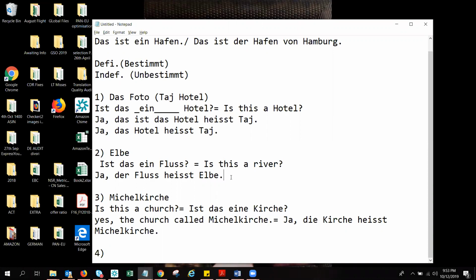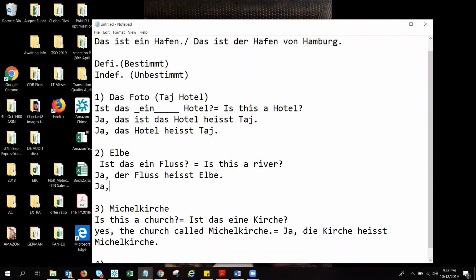Then you can say, it would be a little different. Ja, die Name von Fluss ist Elbe. Like, the name of the river is Elbe. Okay, so Name is name and the name's article is D, that's why it's D. Die Name von Fluss ist Elbe.